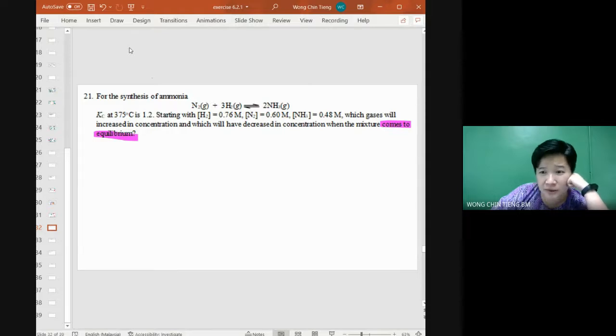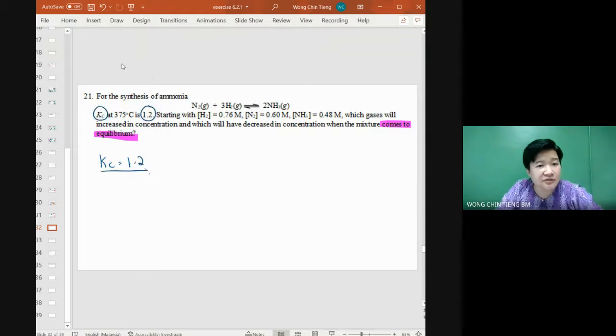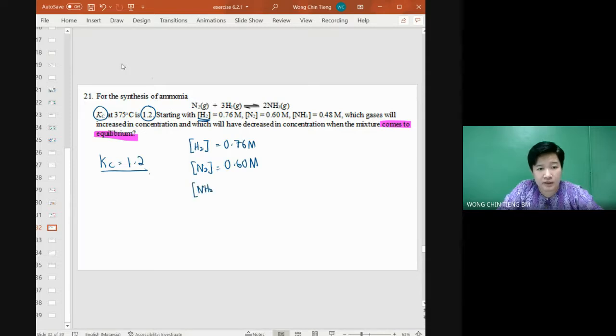Ang kira tak? Kau hang tembak je. KC is given. KC given is 1.2. Soalan dah bagi, KC is 1.2. Starting with hydrogen, 0.6. So hydrogen, dia bukan initial, bukan equilibrium. So Miss Wong tak label apa ya. Kita tak tahu dia sekarang dalam keadaan apa. Do not put anything. And then you have your nitrogen, 0.6 molar. You have your ammonia, 0.48 molar.